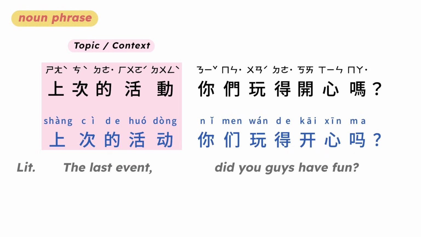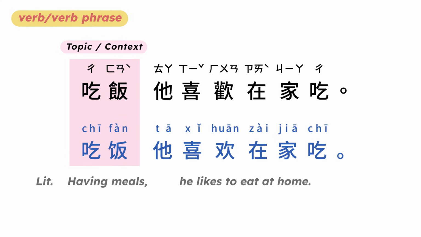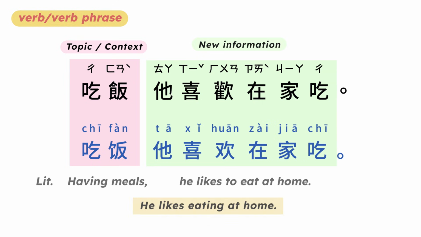上次的活动，你们玩得开心吗？The last event, did you guys have fun? Which means, did you guys have fun at the last event? 吃饭，他喜欢在家吃。Having meals, he likes to eat at home. Meaning, he likes eating at home.